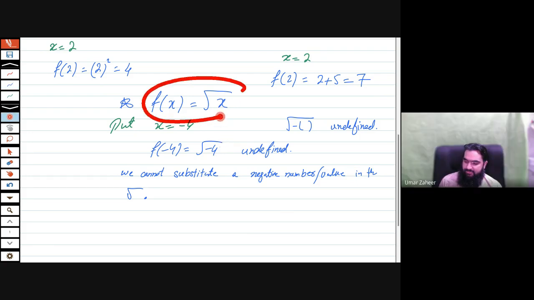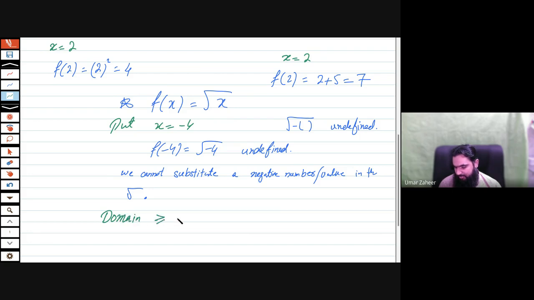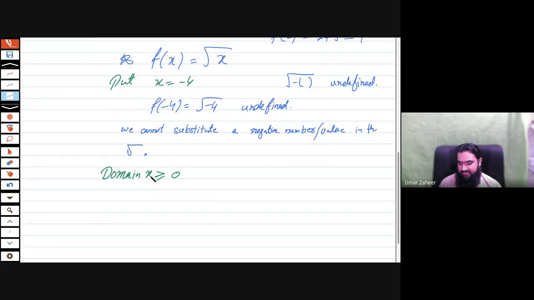So for this function, you have the restriction. You cannot substitute a negative value. So the domain is all non-negative numbers. In inequality form, we can write it as x is greater than or equal to 0. Yes, everyone? Any question up to here? No, sir.